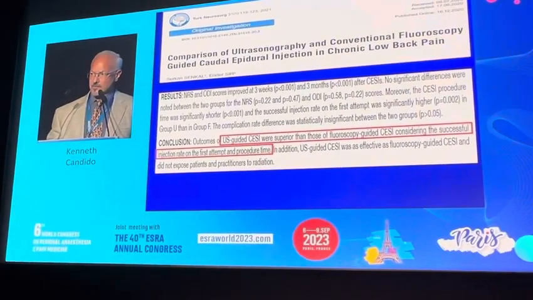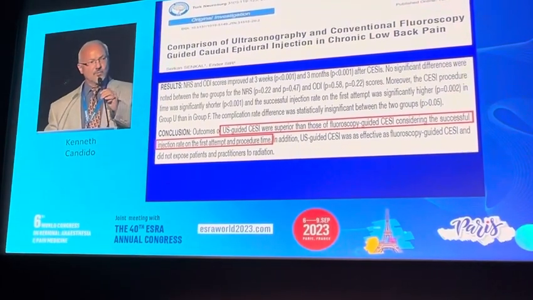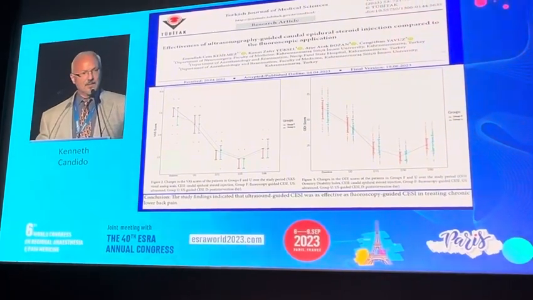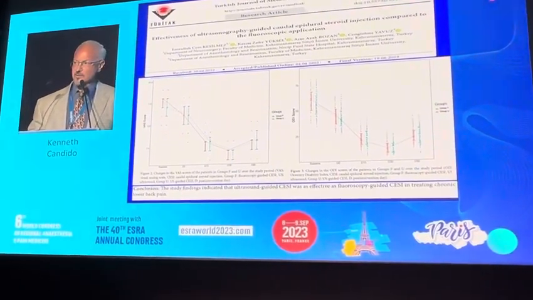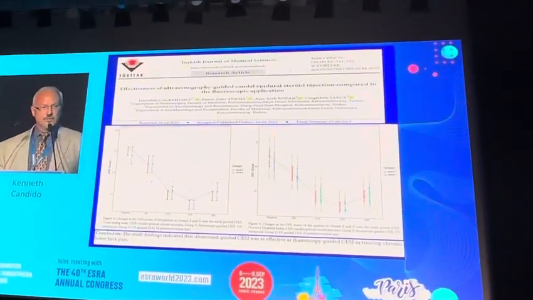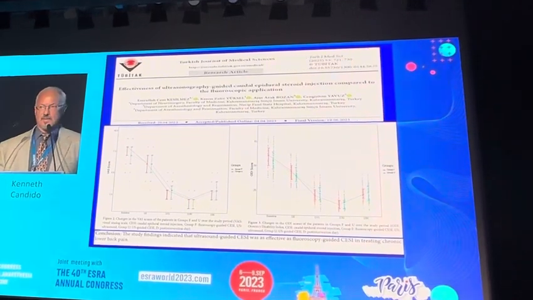However, the pain levels and functionality were no different between the two groups, as borne out by a more recent study also published in the Turkish literature, here it is, that showed identical changes in VAS scores over time, as well as identical changes in functionality, Oswestry disability indexes over time, whether you selected the use of ultrasound guidance versus fluoroscopy.